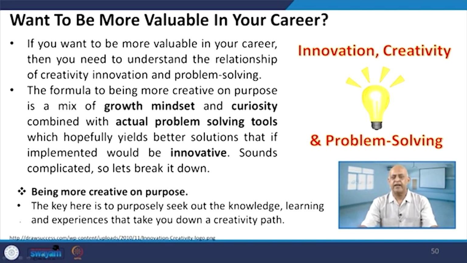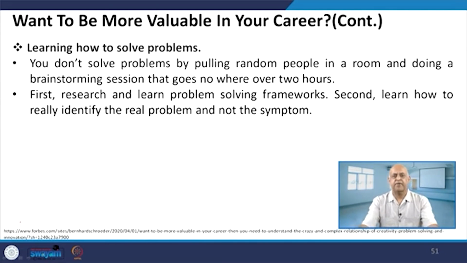Right from childhood we are gaining knowledge, and then at the right time we have to compile that knowledge and convert it into wisdom. So, these learning and experiences take you down a creative path. That freedom is to be given. Many times it has been found that the lack of that freedom is not allowing the person to build their own career. Then, learning how to solve problems.